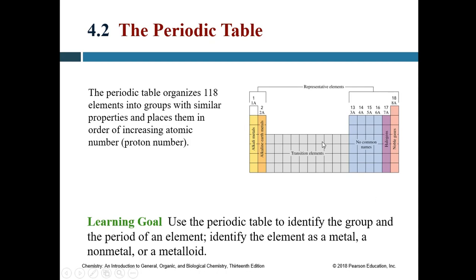Section 4.2, the periodic table. The periodic table organizes 118 elements into groups with similar properties and places them in order of atomic number, in order of increasing proton number.